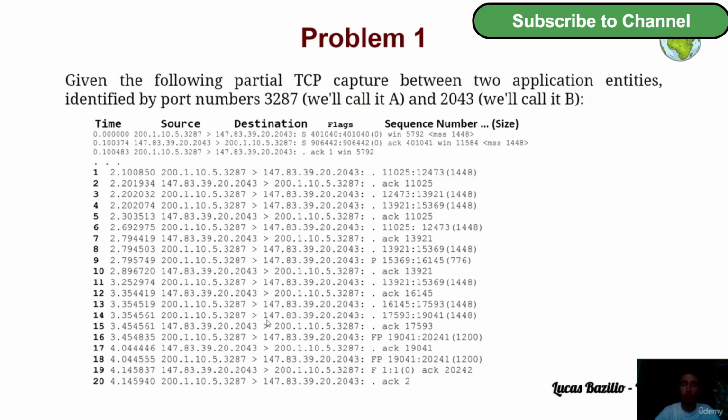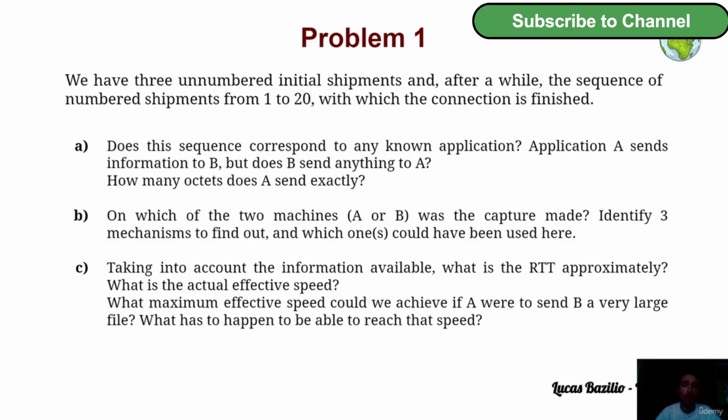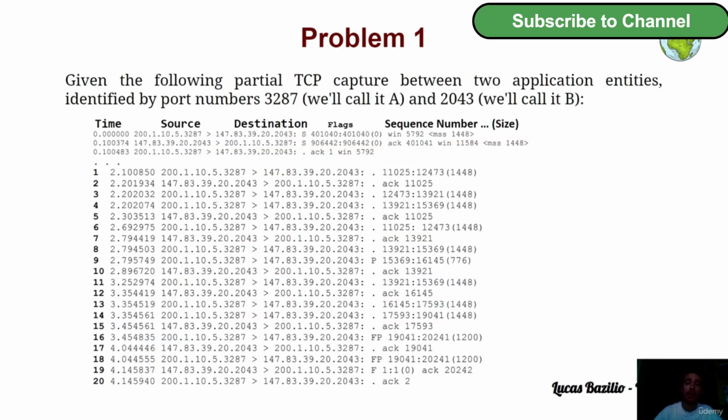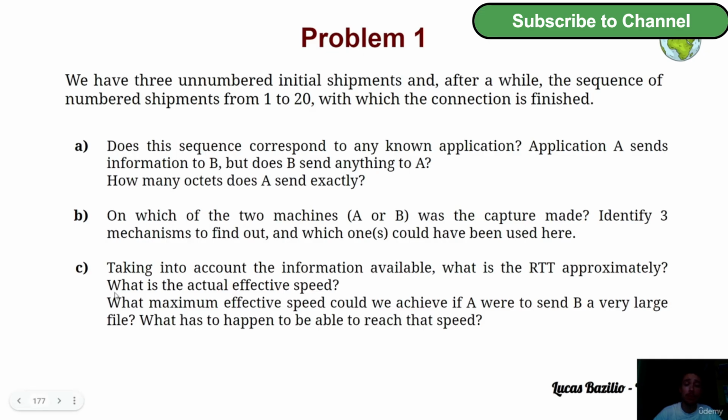So remember, what do we know so far? Well, in the previous questions A and B, we saw that the one that is doing the capture here is the application A. We also saw that the application A is the only one that is sending information. B doesn't send anything to A. And now let's begin in this question C to compute the round trip time.